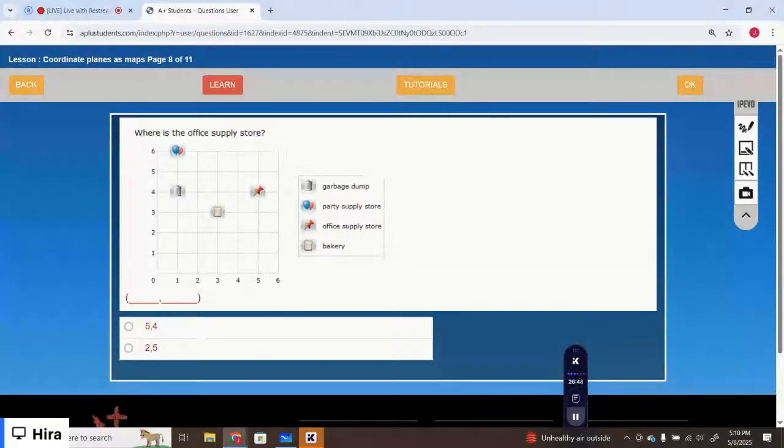Where is the office supply store? Which is the correct option? So the office supply store is at 5 and 4. Option number 1 is the correct option. Okay, you can complete the lesson by yourself later today. Let's just move on to the next lesson.